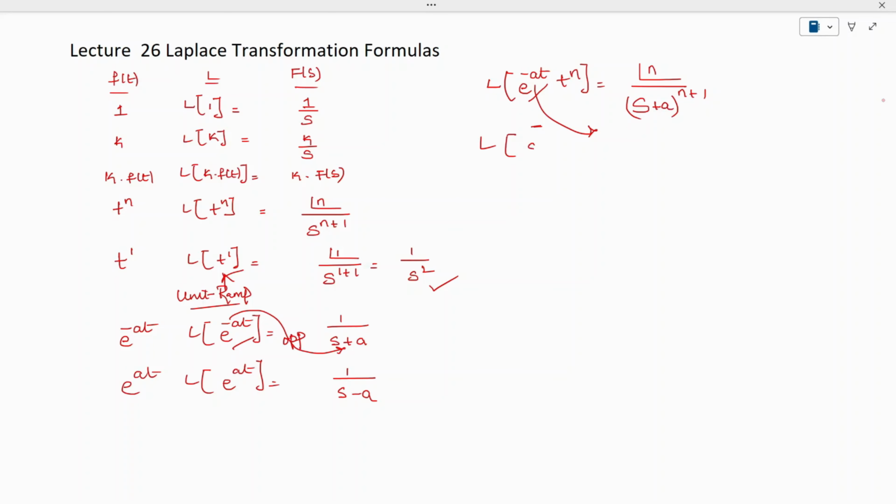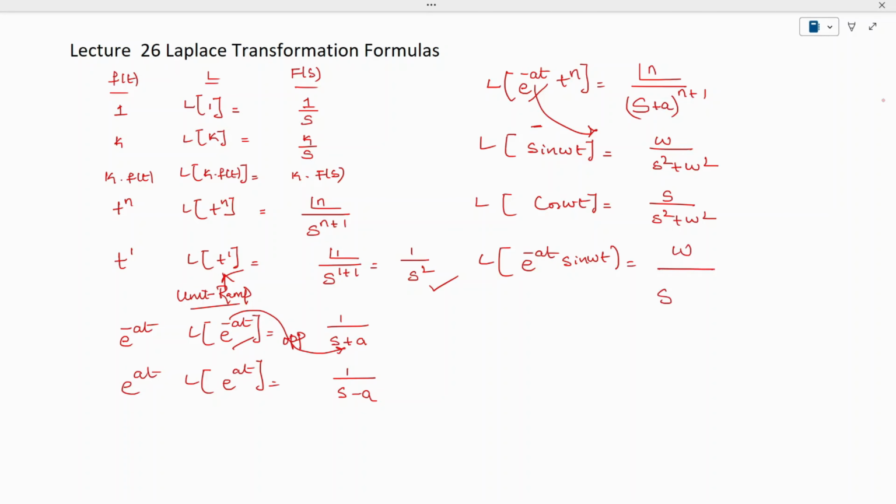So Laplace of sine of omega t. Laplace of sine omega t is nothing but omega divided by s square plus omega square. So Laplace of cos omega t, we are going to get s divided by s square plus omega square. Okay, so next one, Laplace of e to the power minus at into sine omega t. So here you can see omega is not changing, divided by s square plus omega square, but s is shifted here.